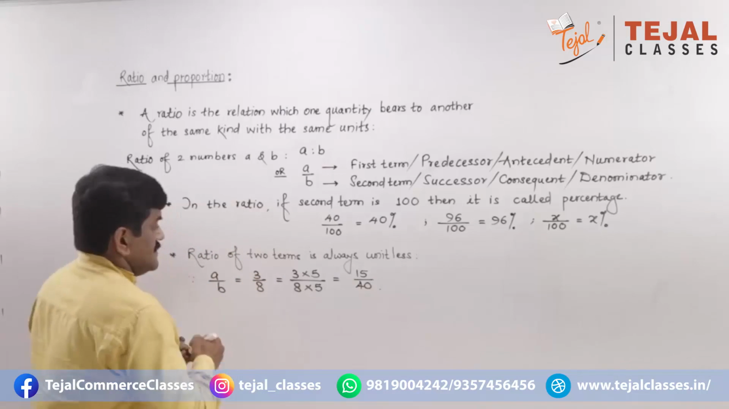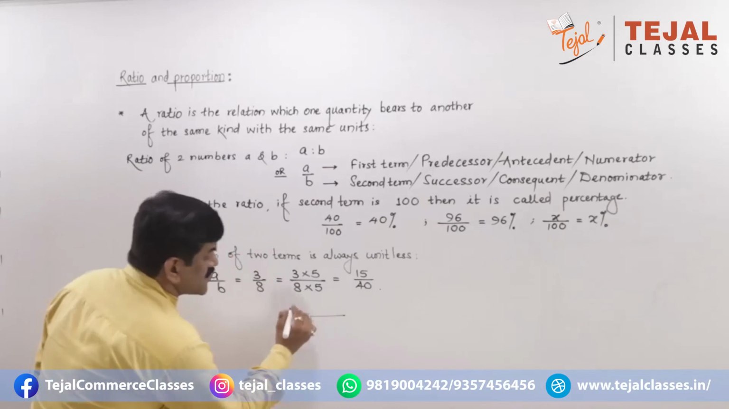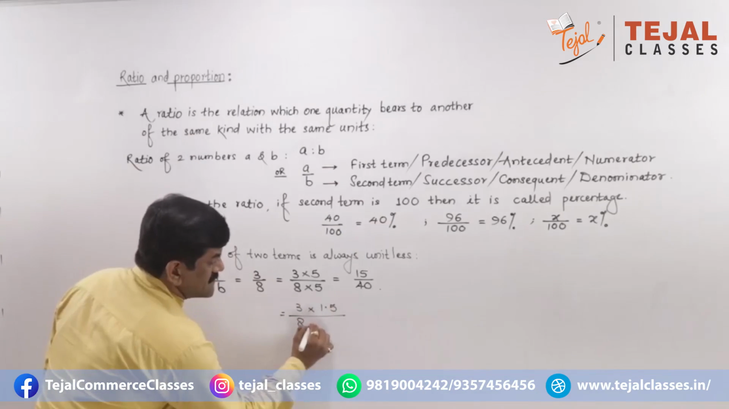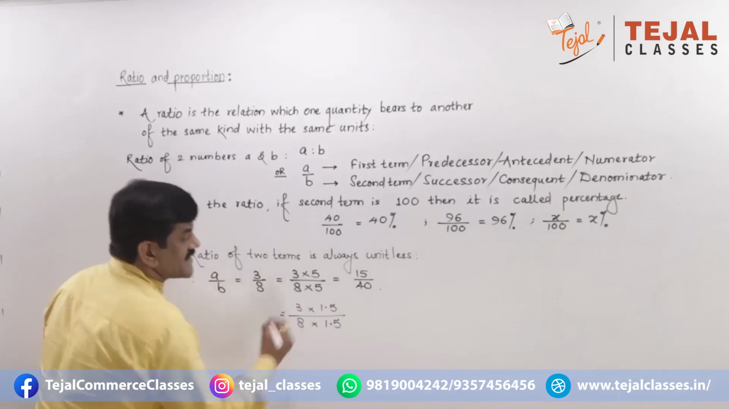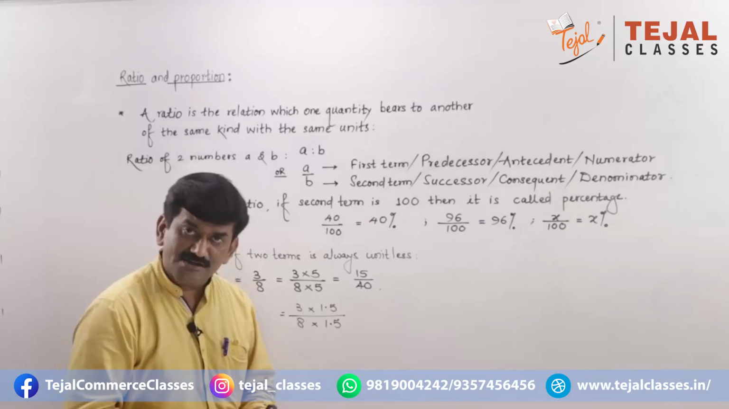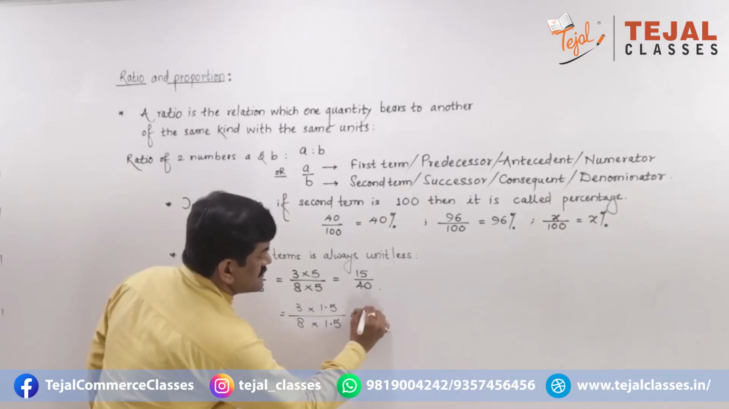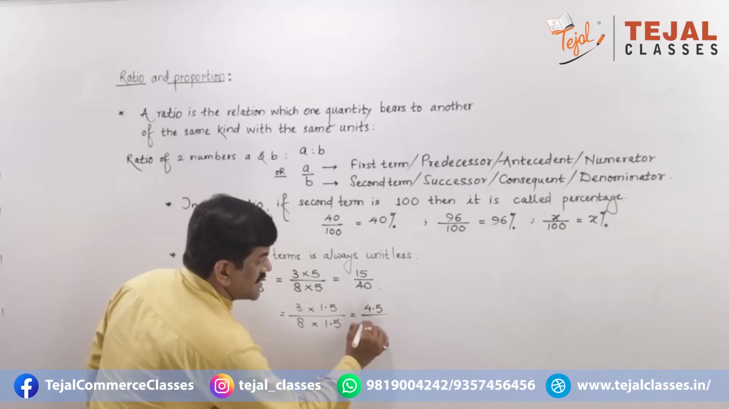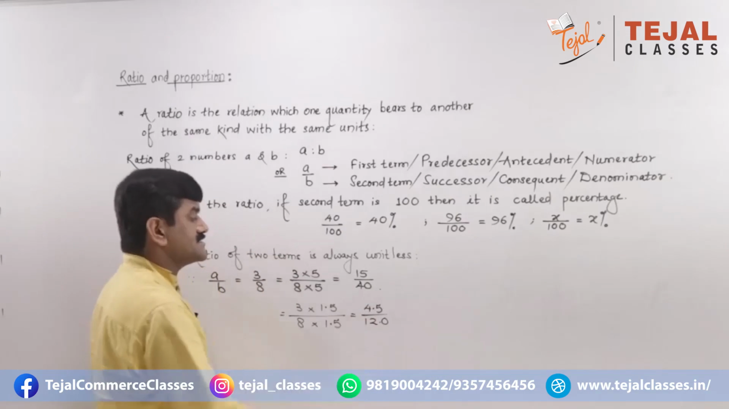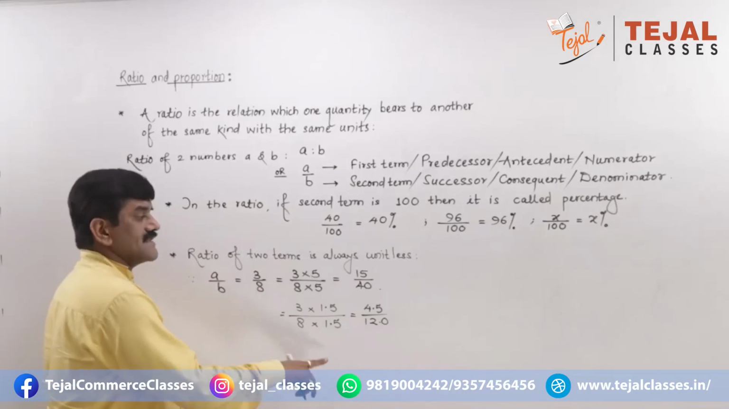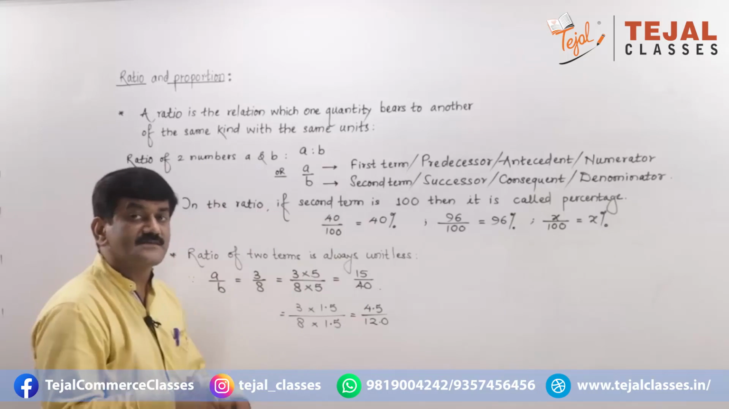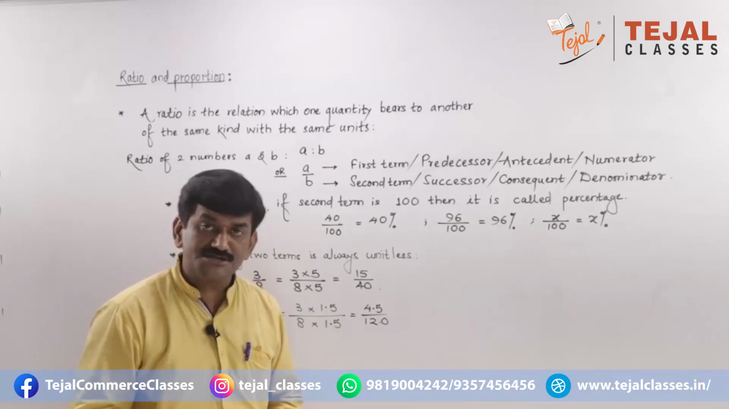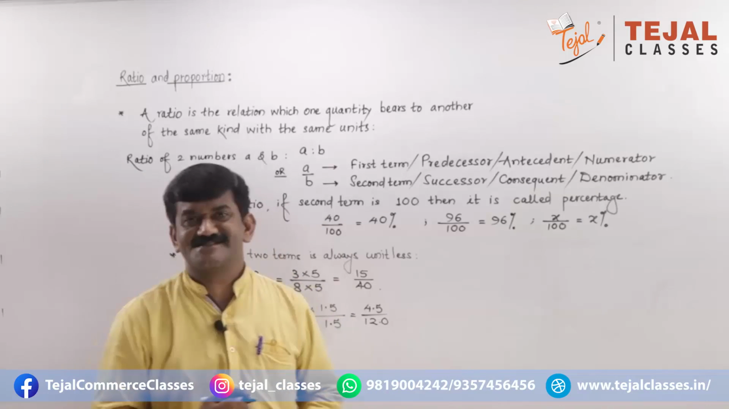Once again, if we multiply by any other non-zero number, 3 upon 8 into 1.5 for both numerator and denominator, then your ratio will be 4.5 upon 12.0, because 1.5 threes are 4.5 and 1.5 eights are 12.0. Even then, the simplified ratio will be 3 upon 8 only. It means the value of the original ratio remains unchanged.